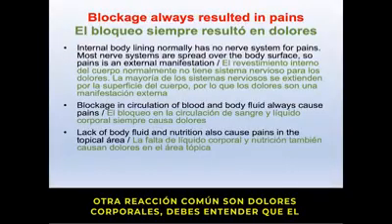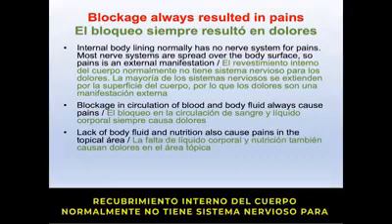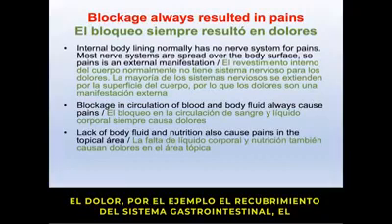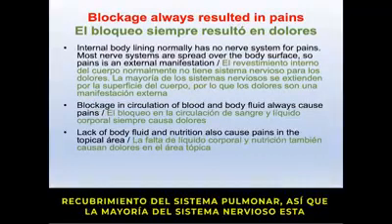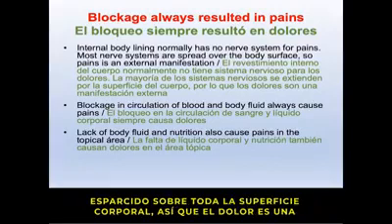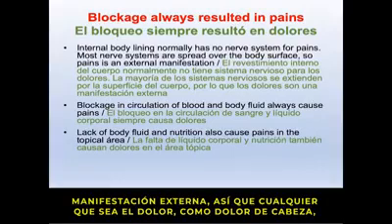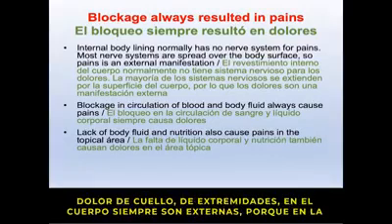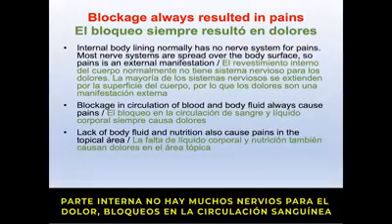Another common reaction is the pains, body pains. Now, you must understand, our internal body lining normally has no nerve system for pains. For example, the lining of the gastrointestinal system, the lining of the lungs, everything. This nerve system is spread over the body surface. So pain basically is an external manifestation. Whenever there's any pain, like headache, stiff neck, pains in the limbs and the body, it's always external, because inside the body there are not too many painful nerves around.